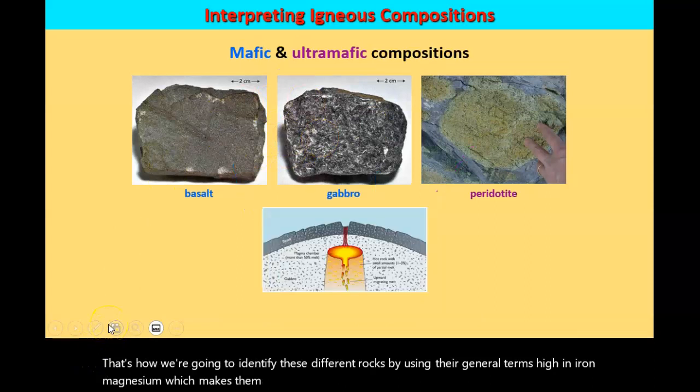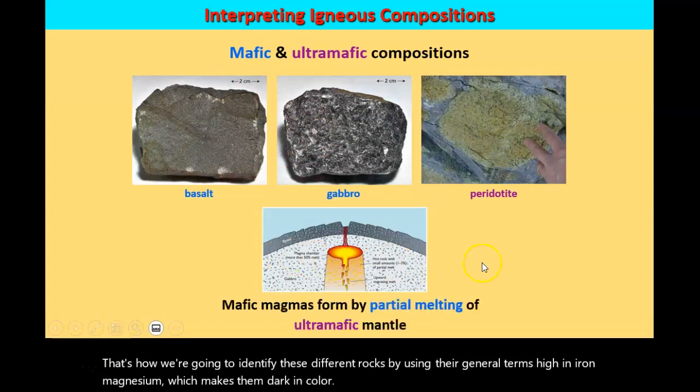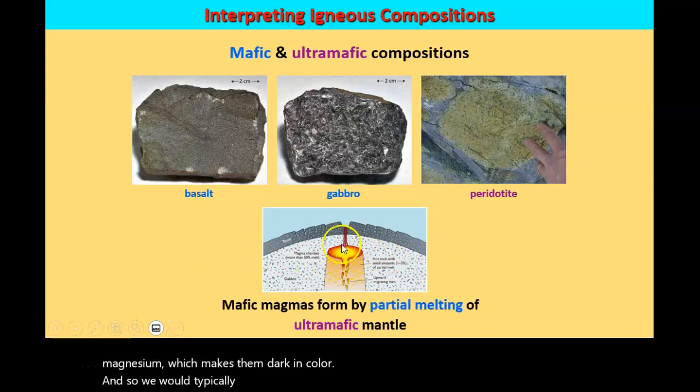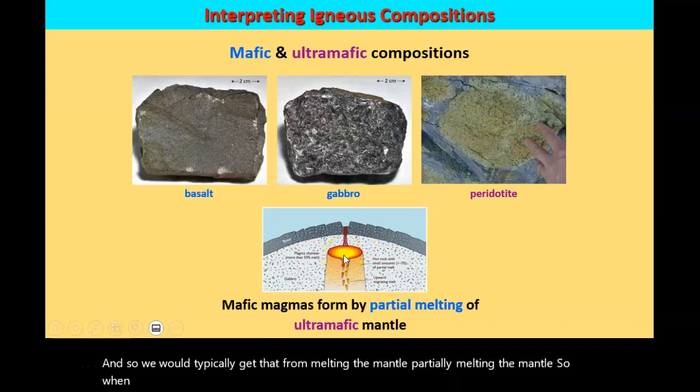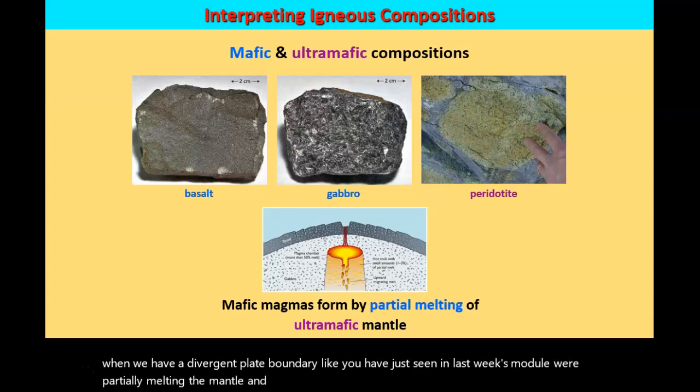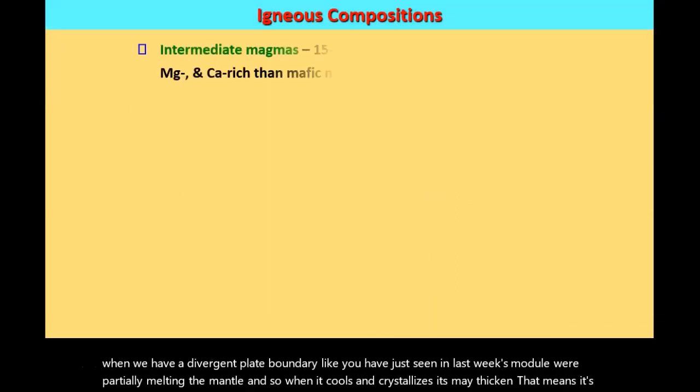Okay? And so we would typically get that from melting the mantle, partially melting the mantle. So when we have a divergent plate boundary, like you have just seen in last week's module, we're partially melting the mantle, and so when it cools and crystallizes, it's mafic, and that means it's making oceanic crust.